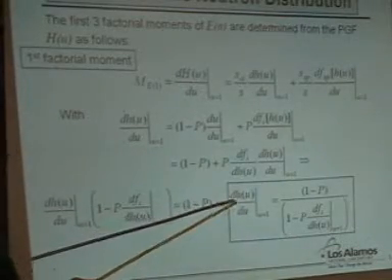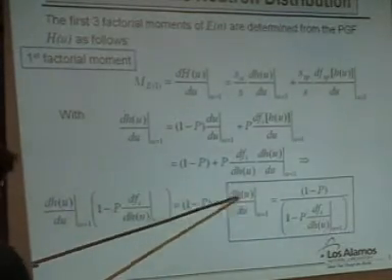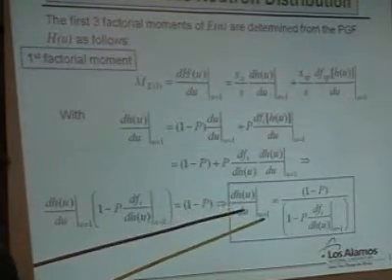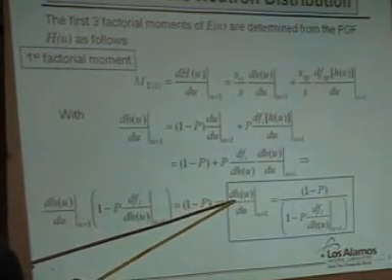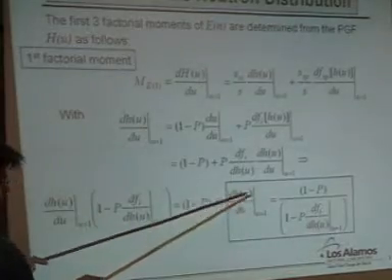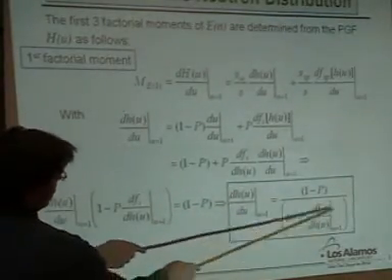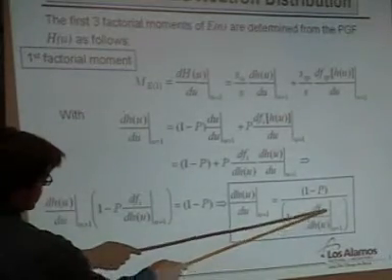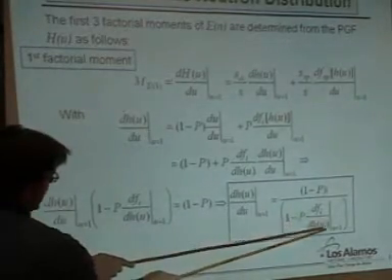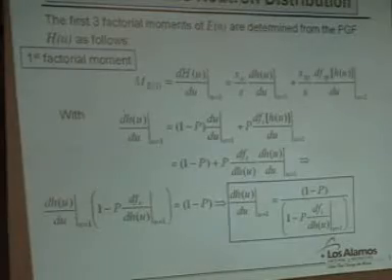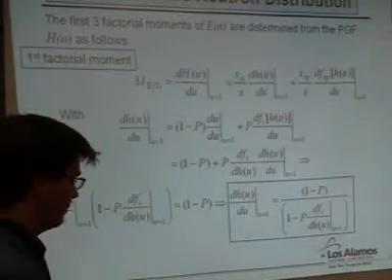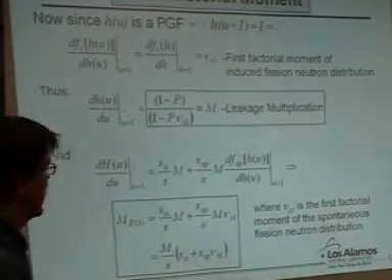Okay, so now what we're saying is the first derivative of h, or another way of possibly thinking of it, is the first factorial moment of the small h, is equal to (1 minus p) over (1 minus p df/dh), the induced fission probability generating function derivative, evaluated at u equal to 1. Okay? Now, what does that mean for us?